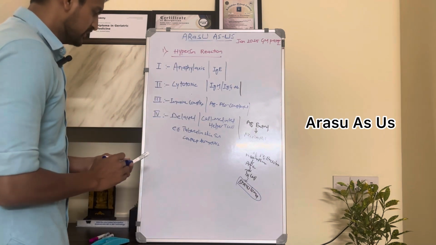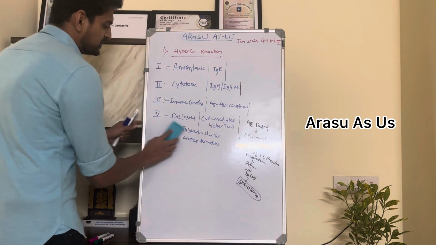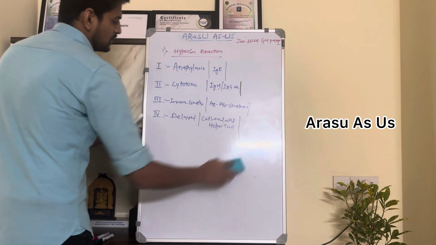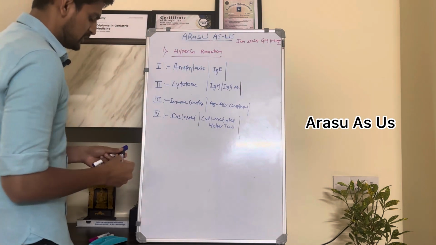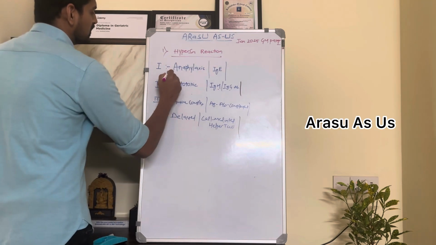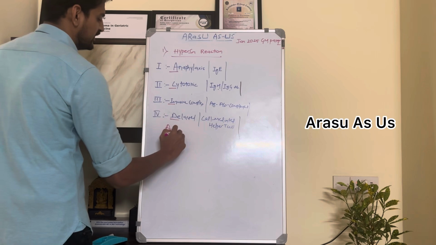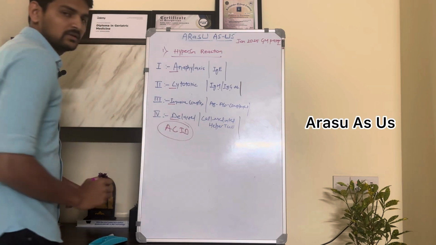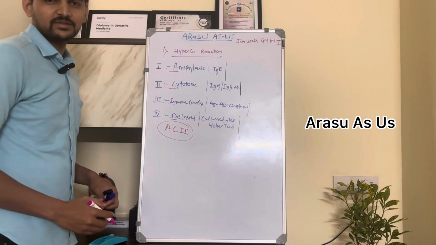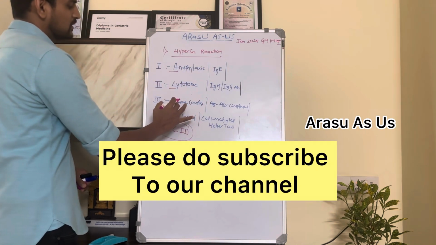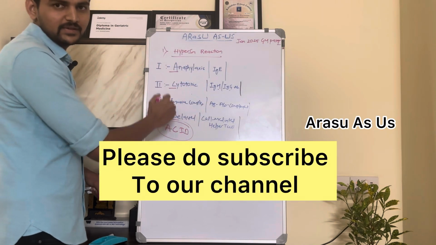If we consider the group names, we can easily remember all these types with the first letters, that is anaphylaxis A, cytotoxic C, immune complex I and delayed D. So this will be ACID. This is a famous mnemonic for remembering hypersensitivity reactions. Hope you got the points, the mechanisms and particular examples in each group.